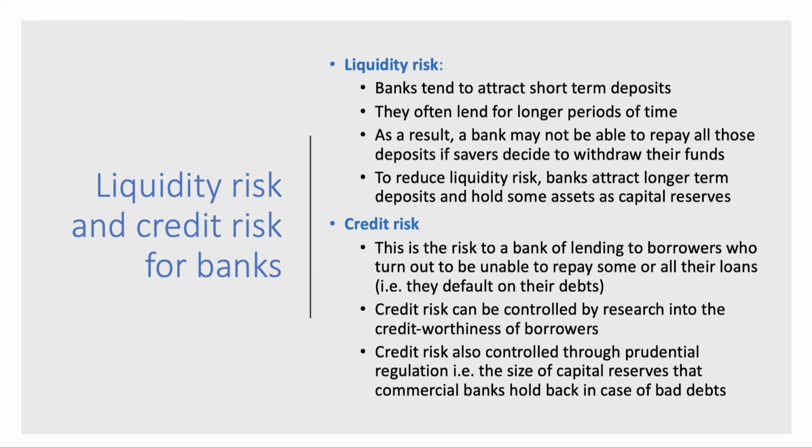So banks tend to attract short-term deposits, instant access accounts, for example, but they often lend for longer periods of time, and therefore a bank might not be able to repay all those depositors if savers decide to withdraw their funds. And occasionally we get a run on a bank where people lose trust in a commercial bank, and there are hundreds of people queuing up outside asking for their money back. So to reduce liquidity risk, commercial banks try to attract longer term savings deposits and pay a better rate of interest, and also hold back some of those assets as capital reserves.